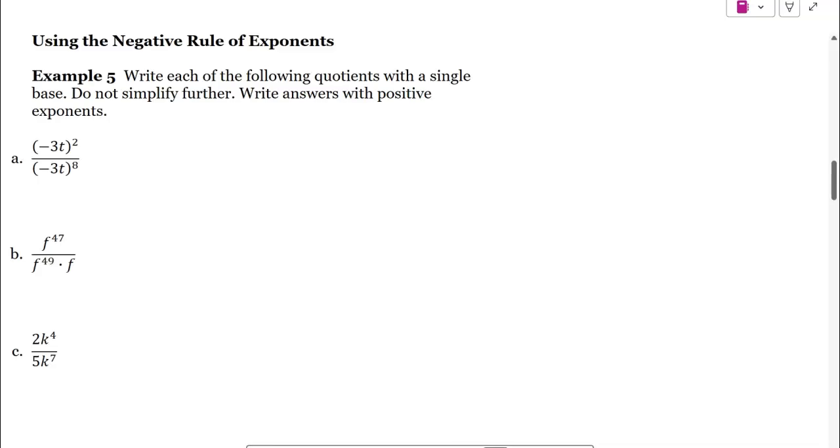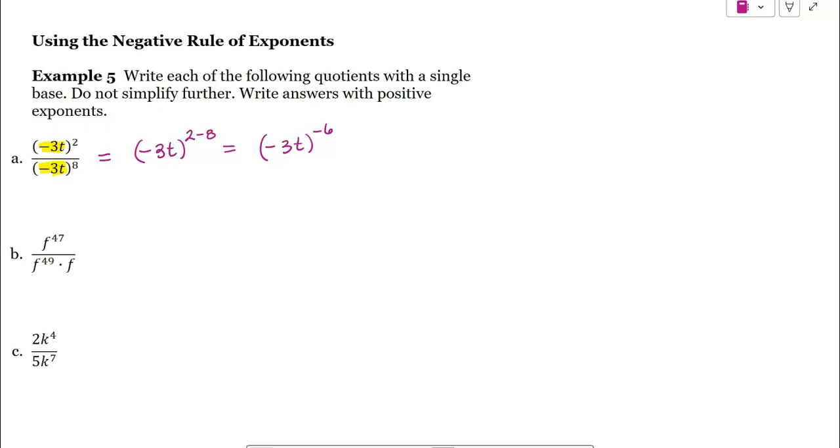Looking at example A, the base that we have is negative 3t. I can see that it's the same in both the numerator and the denominator. Using the quotient rule, we'll take the two exponents and subtract them. So this will be negative 3t to the 2 minus 8 power, or negative 3t to the negative 6 power. 2 minus 8 is negative 6.